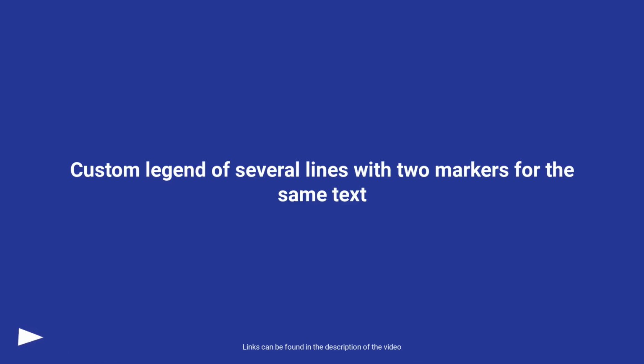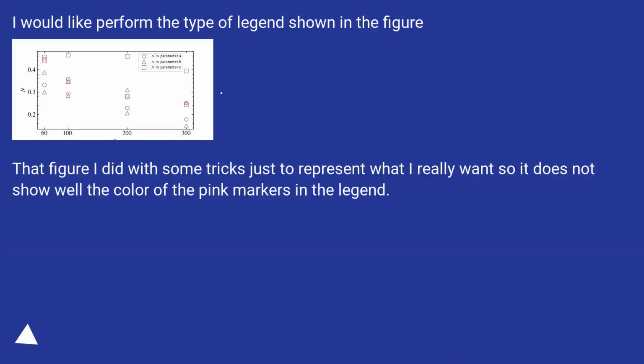Custom legend of several lines with 2 markers for the same text. I would like to perform the type of legend shown in the figure. That figure I did with some tricks just to represent what I really want, so it does not show well the color of the pink markers in the legend.